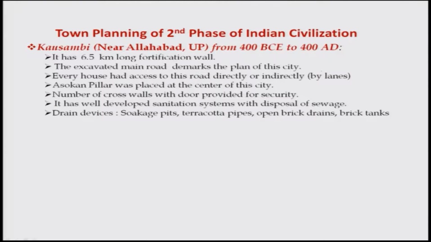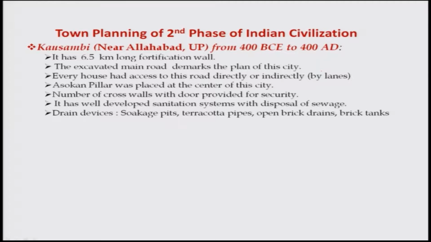Let us look at the first city, that is Kausambi, which is near Allahabad in UP, which was flourishing from around 400 BC to 400 AD. And people found a very long fortification wall of around 6.5 kilometers, which is quite big. During the excavation, they could find the main roads that demarcate the plan of the city, and every house had access to the road directly or indirectly by lanes. This is what they got from the excavation.